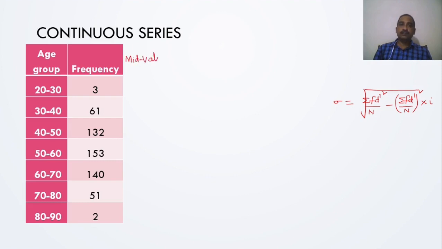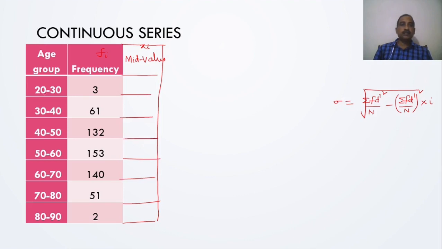Mid value, that is nothing but xi, and this is the fi. The mid value is the average of the lower and upper limits of the classes. So 20 plus 30 by 2 is 50 by 2, that is 25. This is 30 plus 40 by 2, 70 by 2 is 35. The difference is 10, so no need for calculation. This is 45, 55, 65, 75 and 85, right?